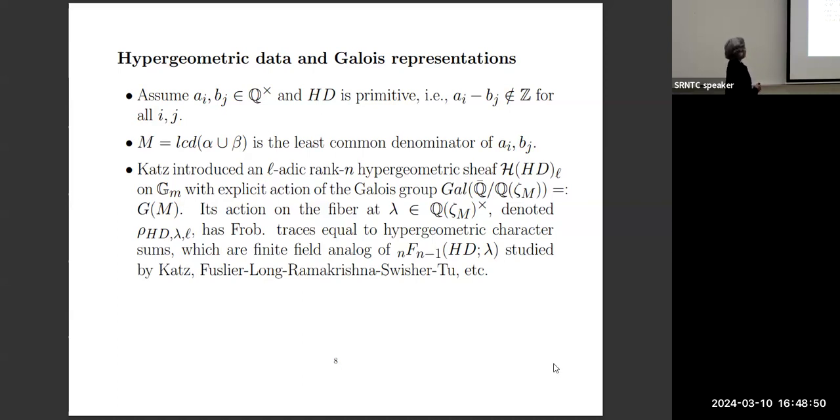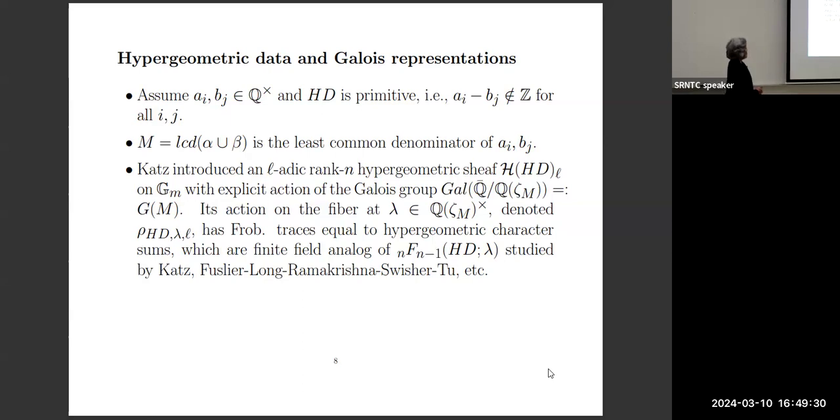So first we have this sheaf on GM, and we also have an explicit action of the Galois group from Q bar over the cyclotomic field joining M through the 1. I'm going to denote this by G of M. If we take a point which lies in the cyclotomic field joining M through the 1, which is non-zero, then through that point we have a degree N l-adic vector space, and the Galois group is going to act on that l-adic vector space.